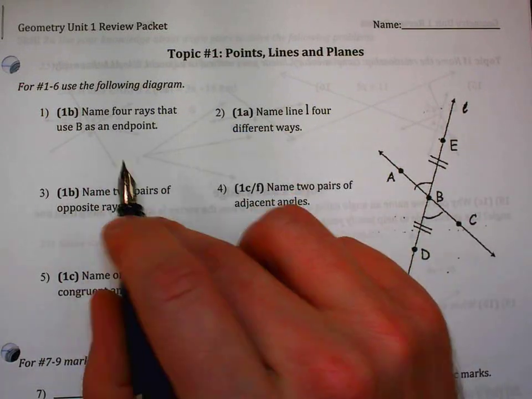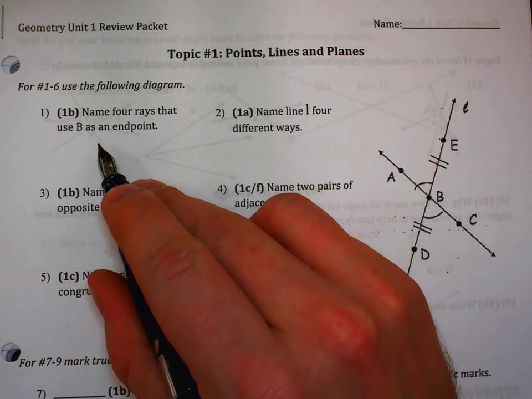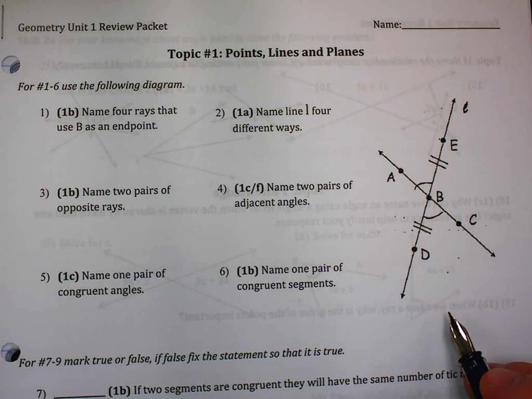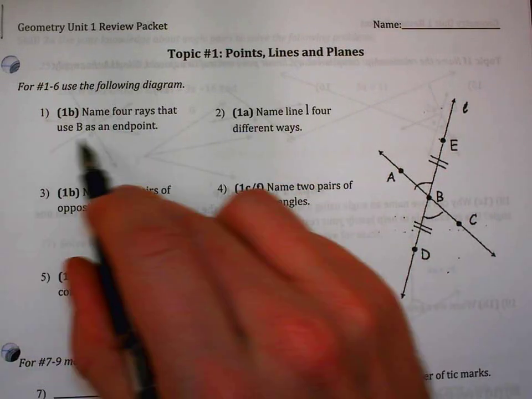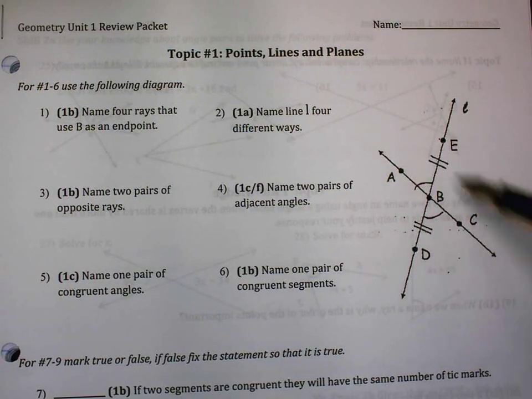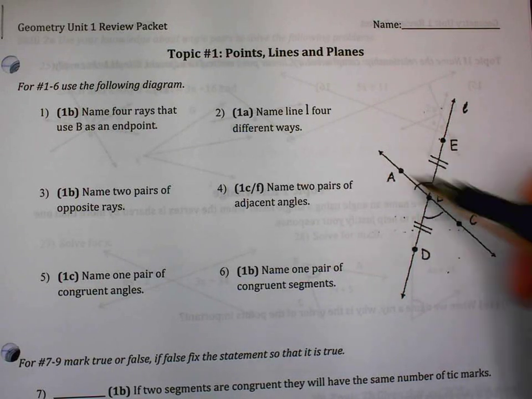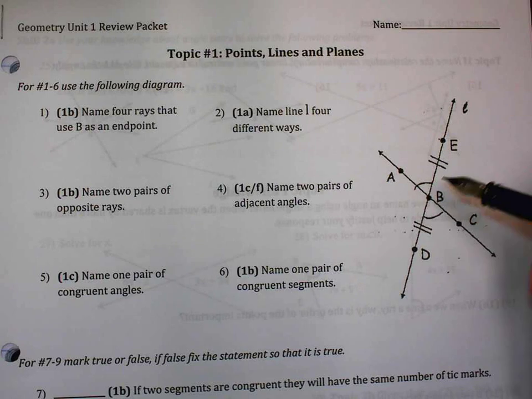Number 1 says name 4 rays that use B as an endpoint. To name a ray, we have 2 components. First, we have to have an endpoint, which is where the ray starts, and then we need another point, which acts as a direction for the ray to go. This specifies we have to use B as an endpoint, so we know that all of our rays have to start here, and then we need to pick another point as the direction for that ray to travel in. So we could name ray BA, which would start at B, go through A, and name 4 total.